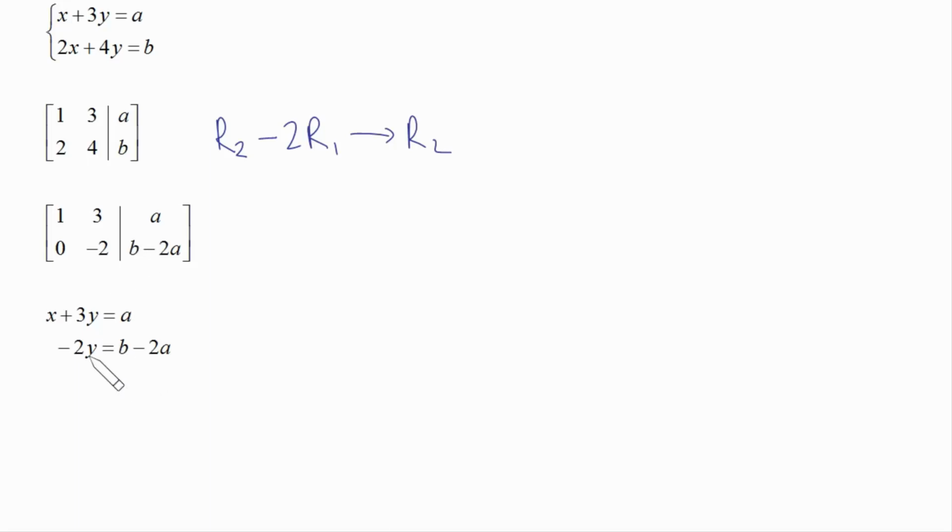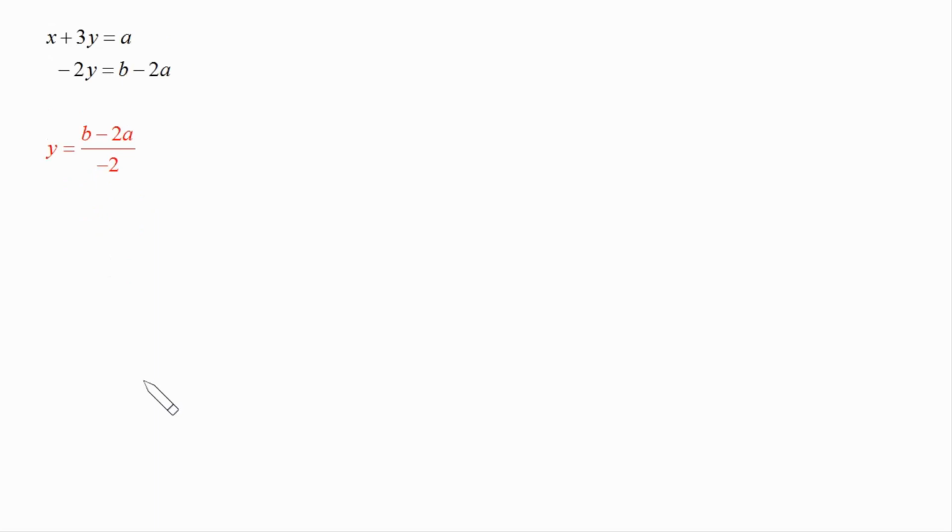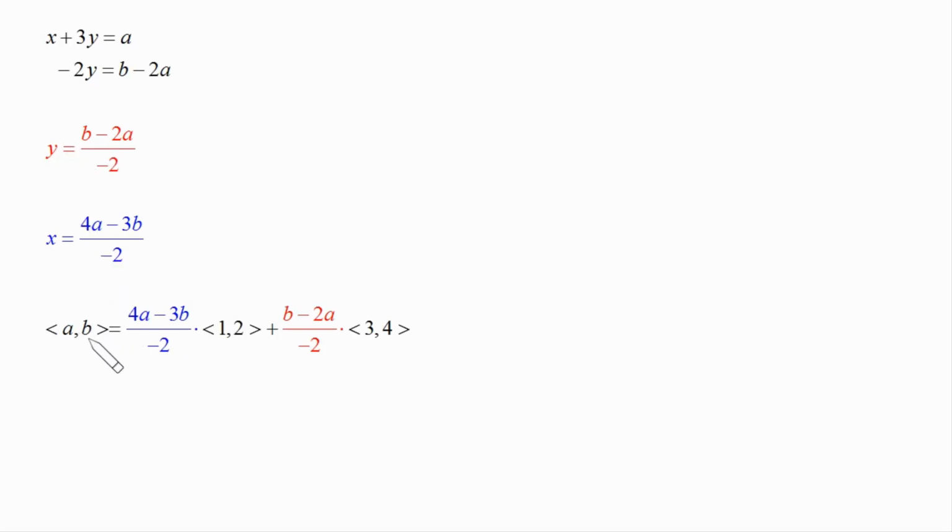From the last one, we can easily get y just by dividing by minus 2. And once we've got y, we can substitute in the first equation. And I'll spare you the boring details. x comes out to be this. And if you look back to where x and y came from, we wanted (a, b) as x times this plus y times this. So this is what we get. And this in essence shows us that for any a and b we can find an x and a y, because we can always compute this. There's no zeros in the denominator or anything.